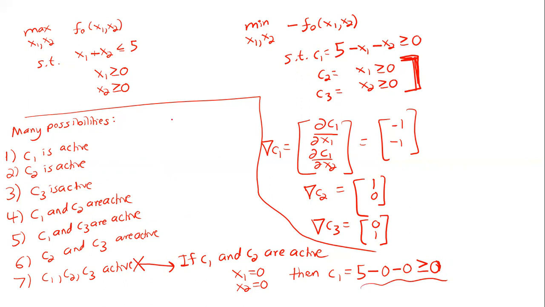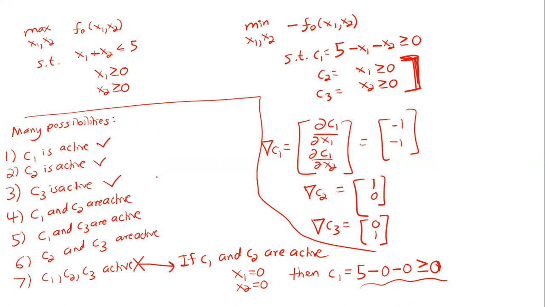It's not satisfied with equality if x1 and x2 are both 0, which would be if C2 and C3 are both active. So then let's look at the other cases. If C1 is active, is this gradient linearly independent? Okay, sure, fine. If C2 is active, is it fine? Yeah. If C3 is active, is it fine? Yeah. It's a linearly independent vector.